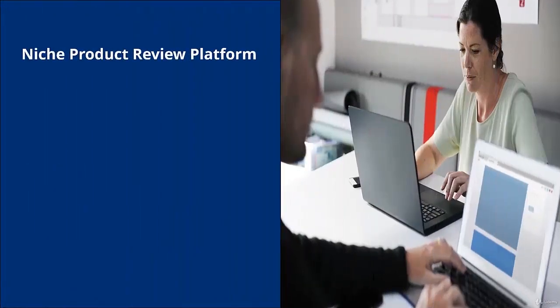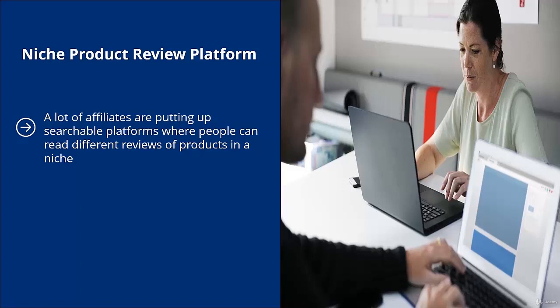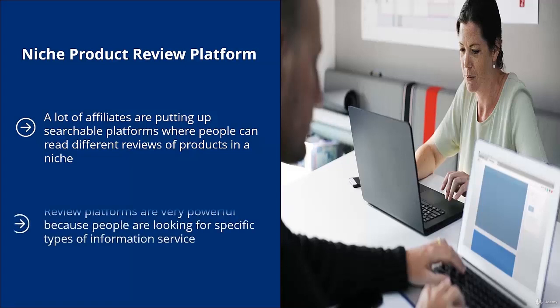Niche product review platform. A lot of affiliates are putting up searchable platforms where people can read different reviews of products in a niche. They can then cross-reference the different products. This also includes travel destinations or restaurants. Review platforms are very powerful because people are looking for specific types of information service. A good example of this is TripAdvisor.